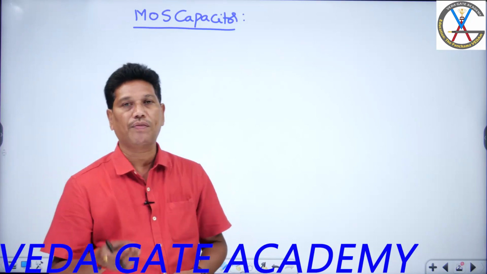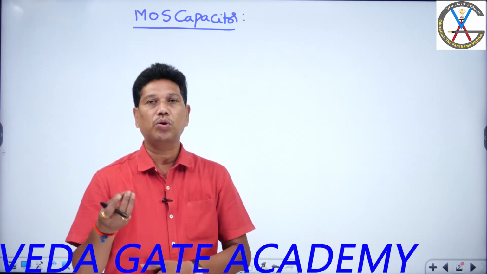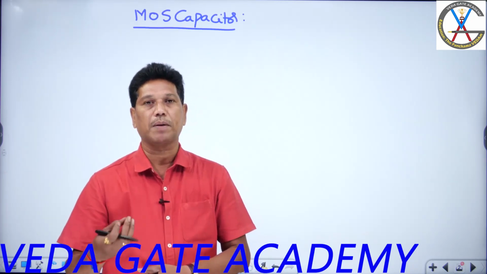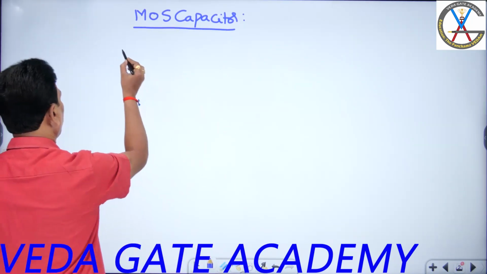Now, let us go to this MOS capacitor, students. Depending on the type of substrate, you may find two types of MOS capacitors. One is the Nmos capacitor, students. The other one is a Pmos capacitor that you can examine. Confirm now? What did I tell, students?